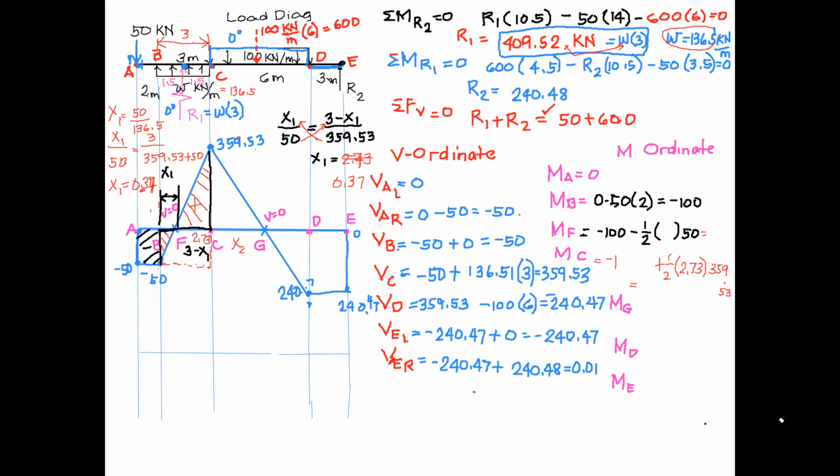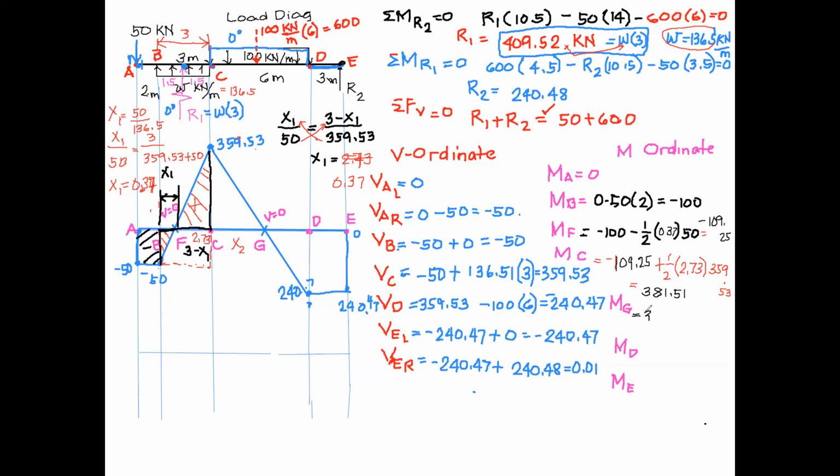Yan. Tatamain na natin. Ito point 37. Ano sagot dito? Negative 109.25 po. Negative 109.25 plus 1/2 base times height. 2.73 times 359.53 gives you positive. Ang sagot, positive 381.51 po. Okay, moment at G.